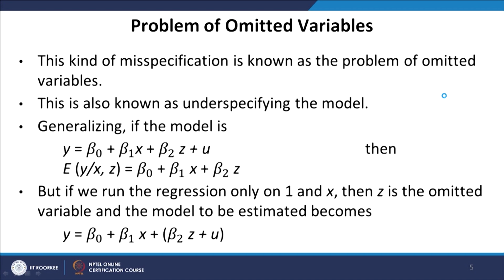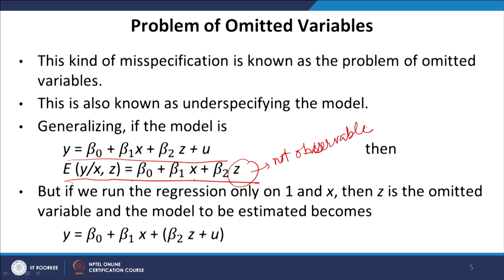Generalizing it, if the model is y equals beta naught plus beta 1 x plus beta 2 z, where z is ability, then we have the expected value of y given x and z as beta naught plus beta 1 x plus beta 2 z. But if we run the regression only on 1 and x, because z is not observable, so z is the omitted variable, then the model to be estimated becomes beta naught plus beta 1 x plus beta 2 z plus u. So, this becomes my total error term.